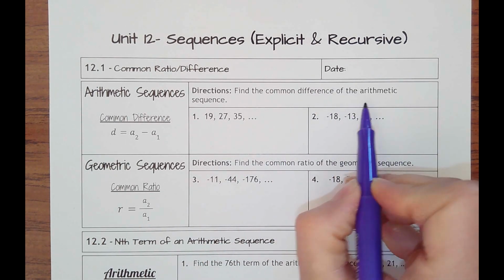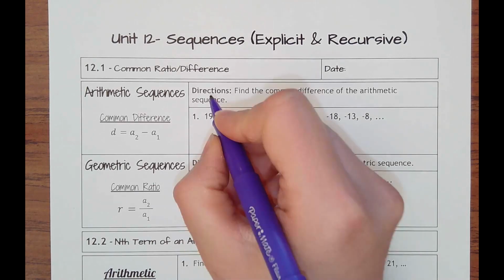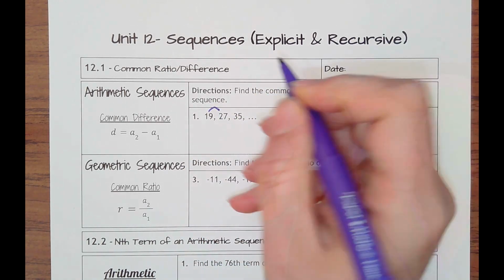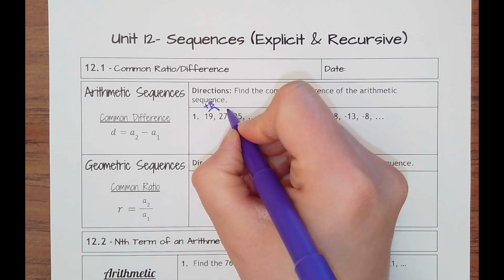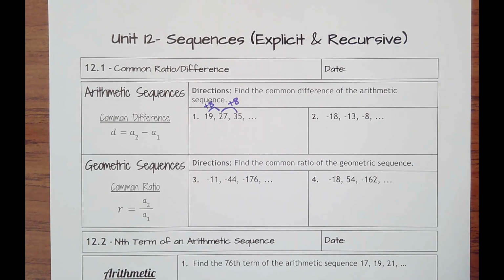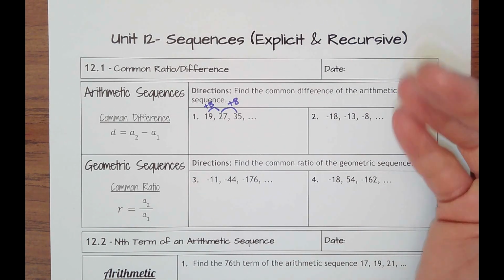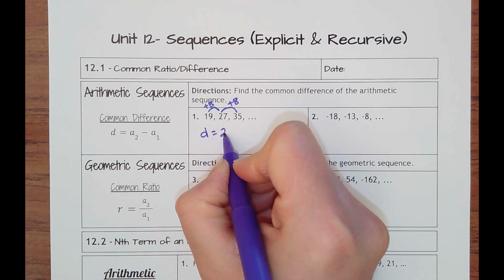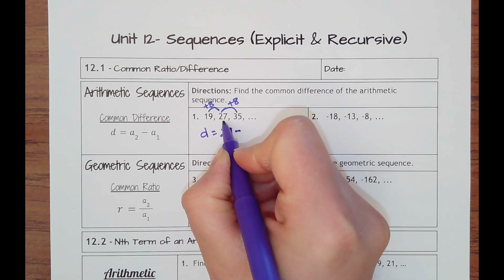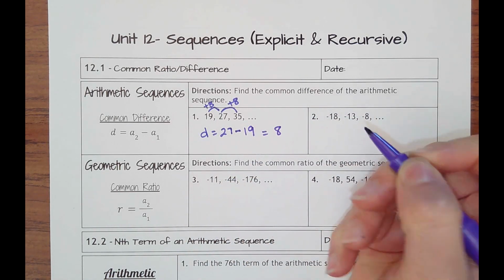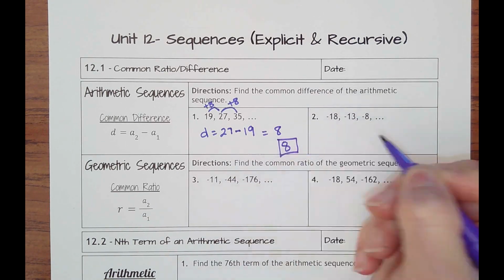It says find the common difference of the arithmetic sequence. You're asking yourself, 19 plus what got you 27? That would be plus 8. And 27 plus 8 got you to 35. So it's just what are you adding or subtracting to each term to get the next term. But if you're not sure, you could take one of the terms like 27 and subtract the term before it, and that'll tell us that the difference is 8. But all we need is that number.